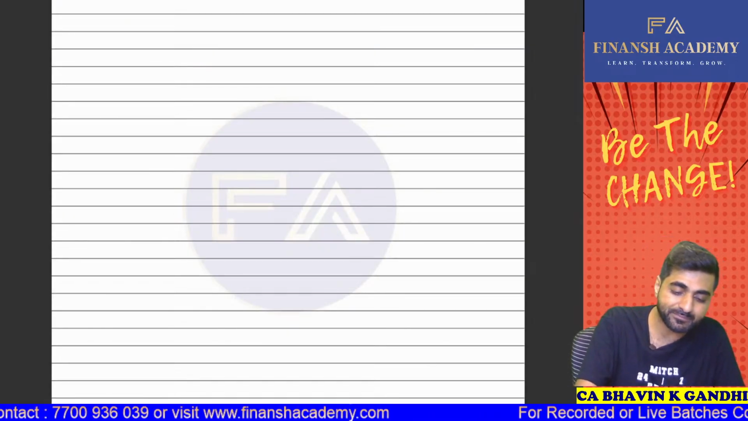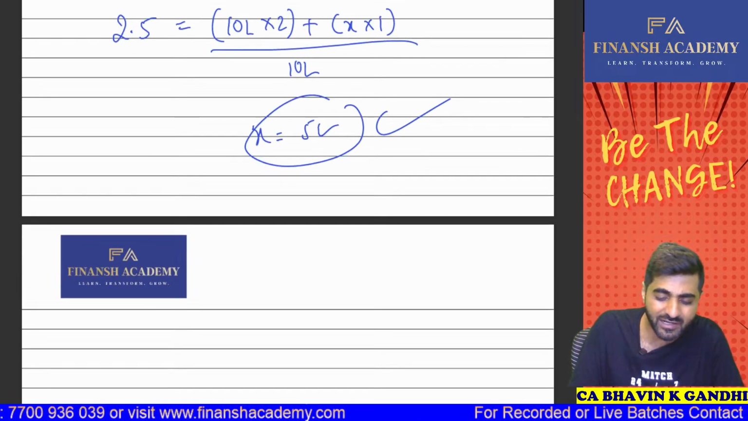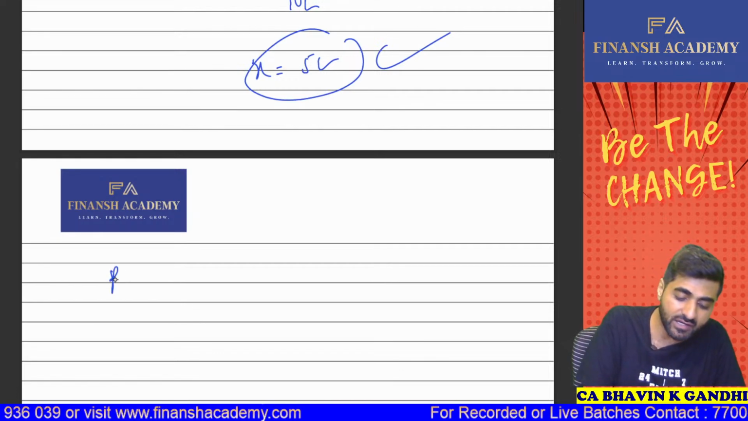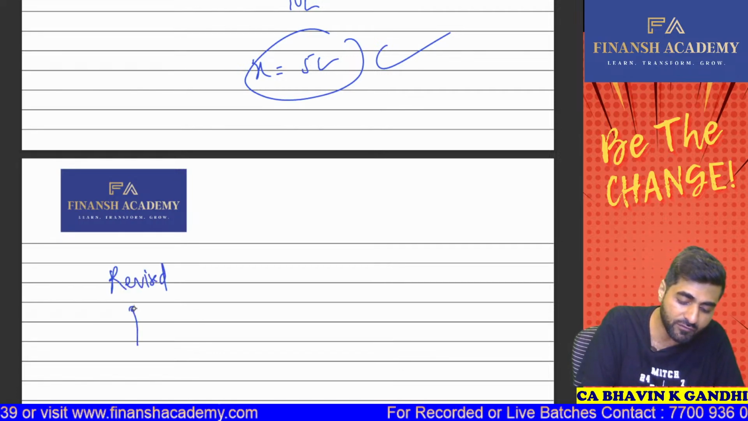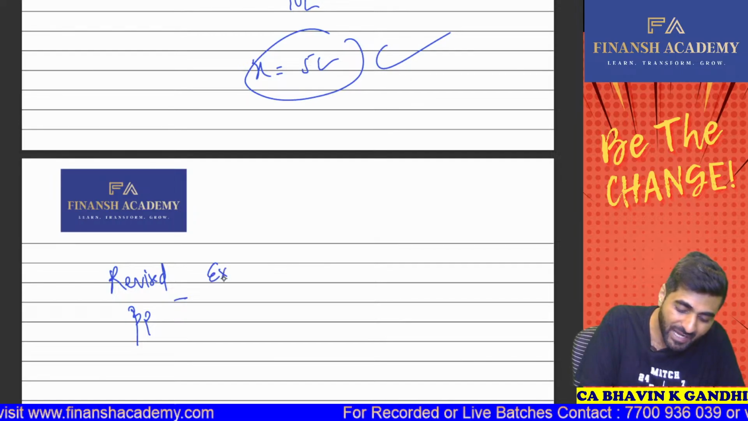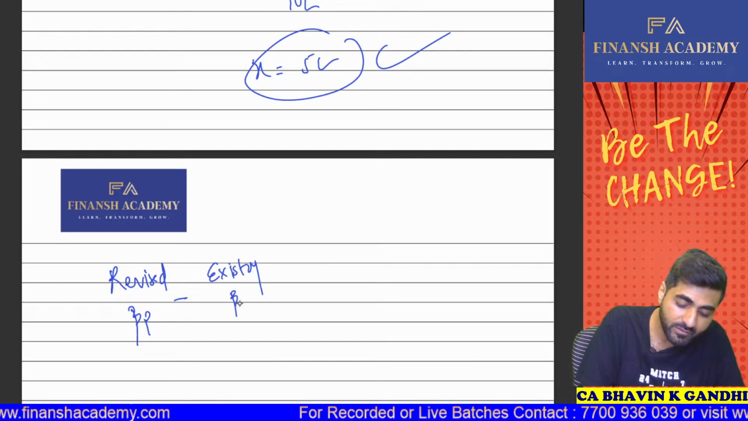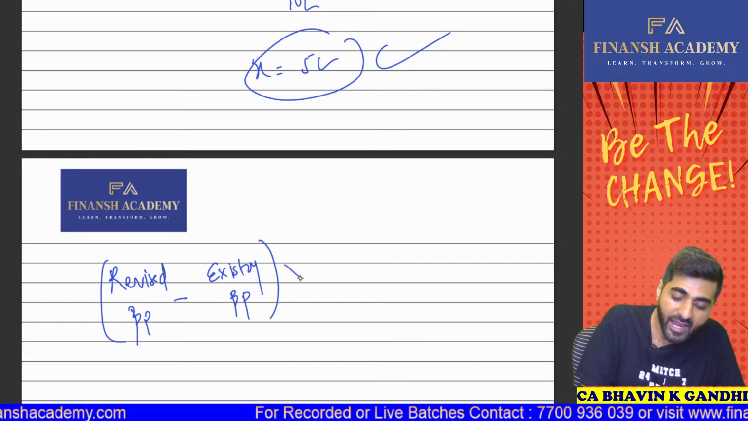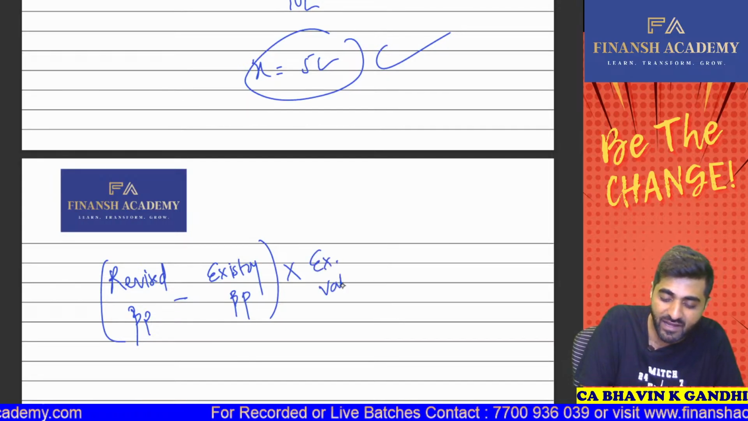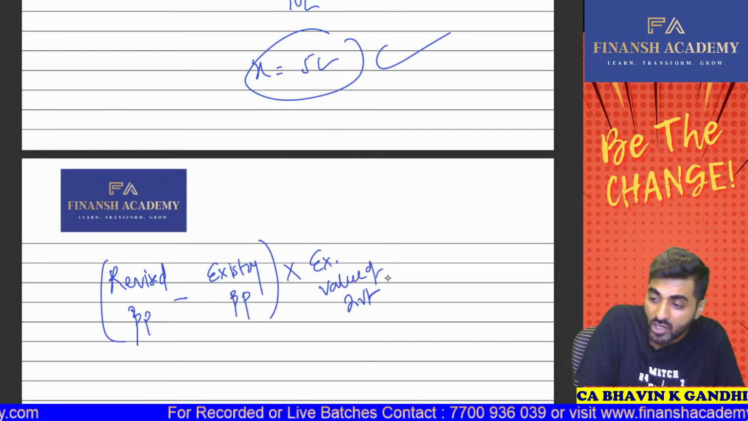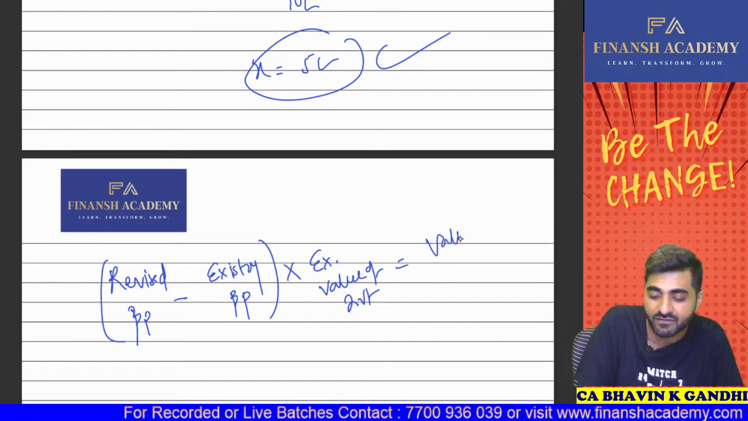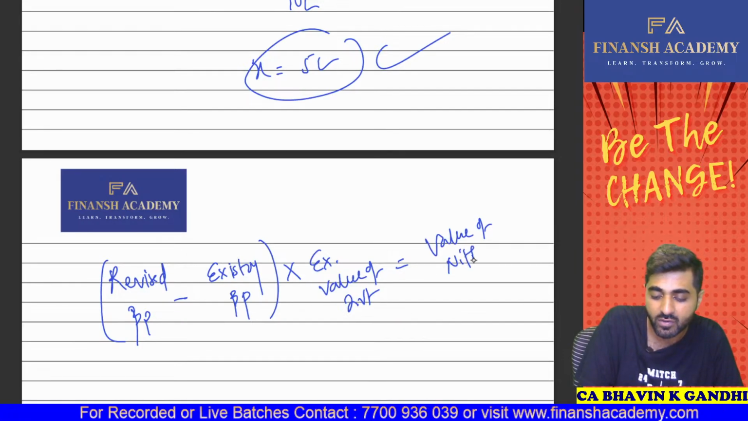So see, eventually you all must have also learned it like this, that whatever is your revised beta of portfolio, from this if you subtract existing beta of portfolio, and multiply this by the existing value of investments, what we actually get is the value of Nifty contracts which we want to enter into.